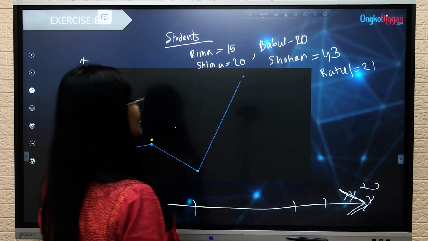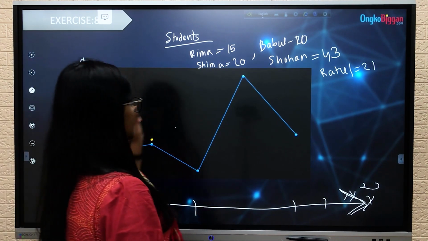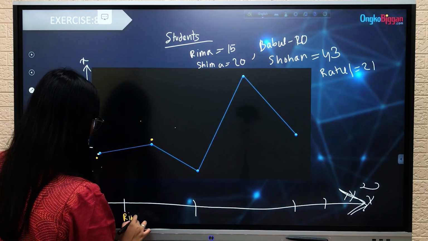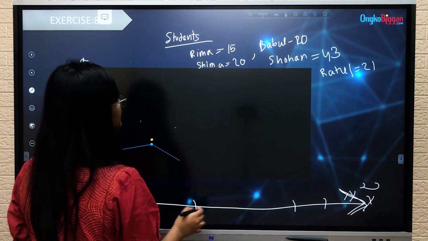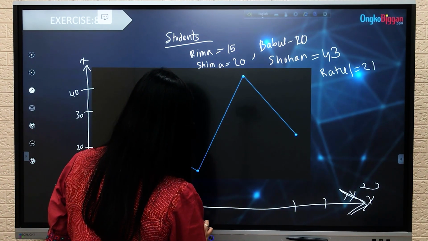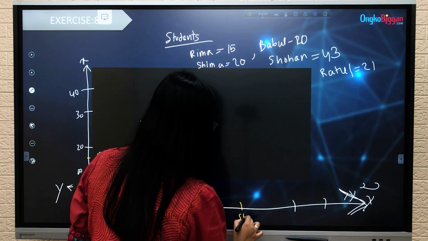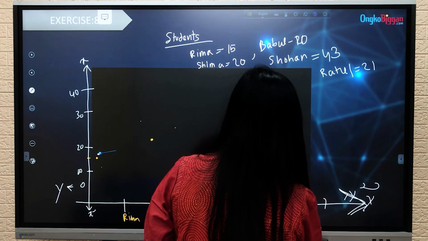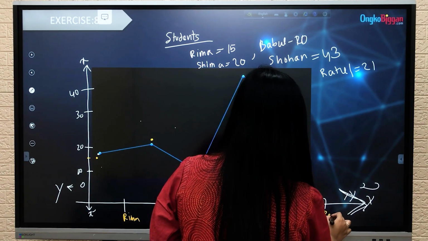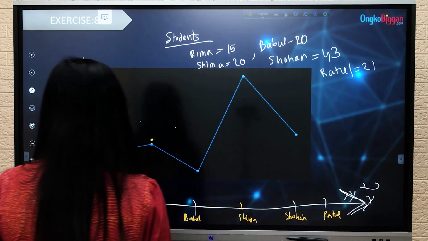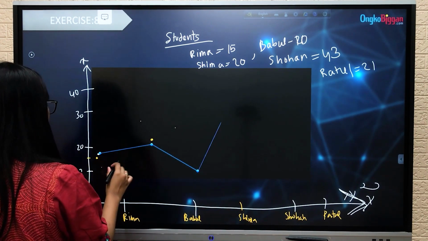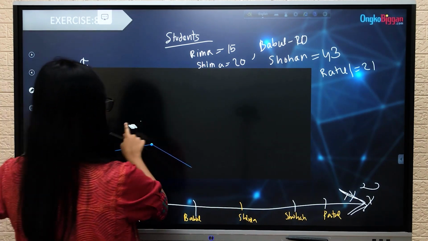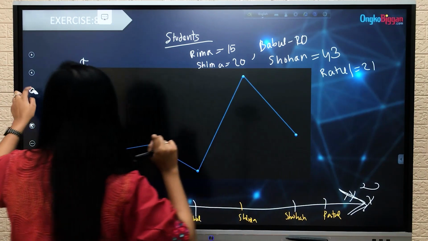Okay, so what we have to do is keep separate boxes for different persons. You will write the names on the y-axis: Rima, Babul, Shima, Shohan, at fixed, similar gaps. Then you will join the points. For Rima, I have to put the point exactly in the upper portion of the same box that I have assumed.